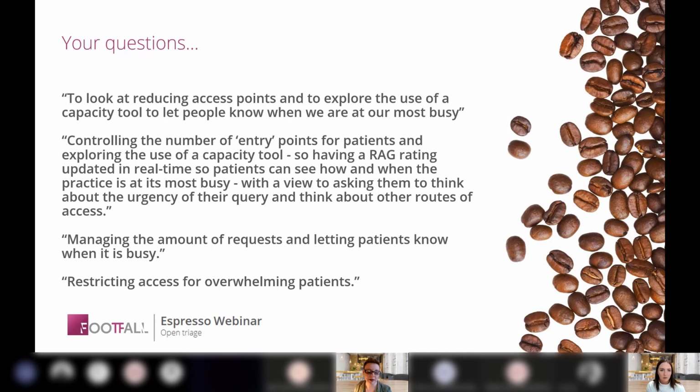One of the questions that we had was around having a RAG rating updated in real time. So I was going to field that to my colleague Abby and see if she had any input on that. It's something that we could potentially look at doing in the future. I'm not 100% sure. I think I probably need a little bit more information about that. So what I might do is contact you directly after the webinar, just to understand exactly how you expect that to work, so we can work together on working out what your requirements are.